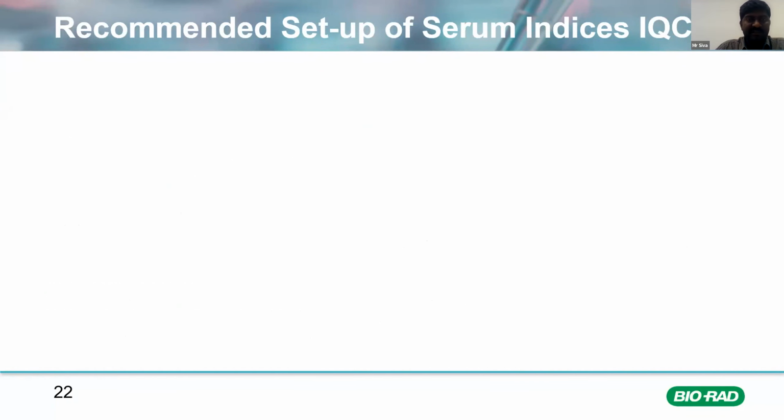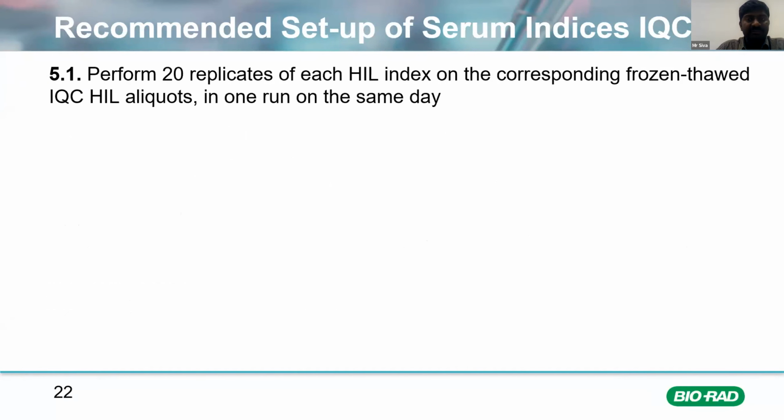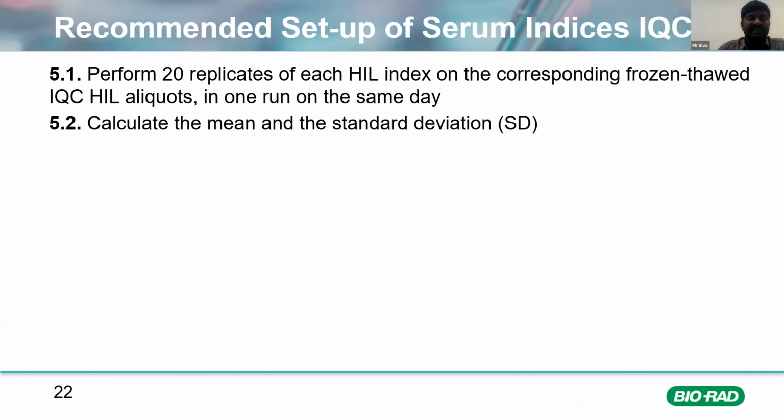Of course, when you have a QC data management solution like Unity Real-Time, you don't have to bother about it. And then you perform at least 20 replicates of each HIL index on the corresponding frozen thawed IQC HIL aliquots in one run on the same day. So it means 20 days at least from 20 different runs. Then calculate the mean and standard deviation.